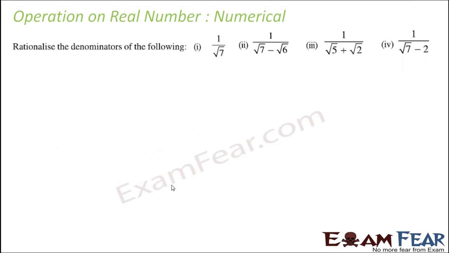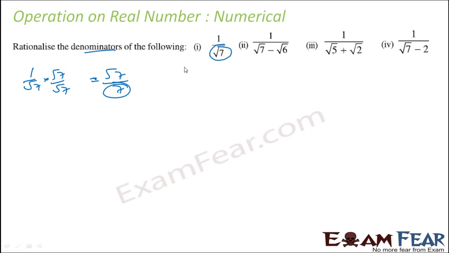Let's take a few more questions. You need to rationalize the following. Rationalize the denominator. This is root 7, an irrational number. We will rationalize: multiply by root 7 and root 7. What you get is root 7 here, and you get 7 here. And 7 is a rational number. So we are done with the rationalization of this particular expression.